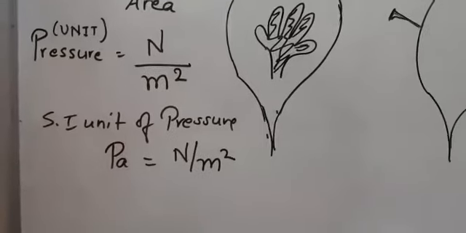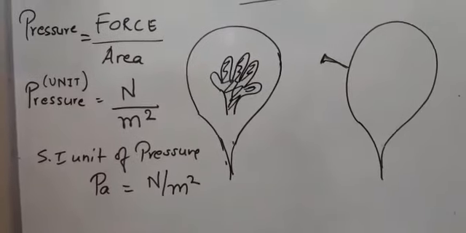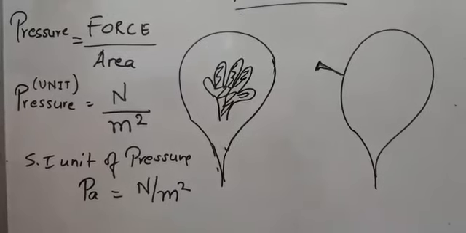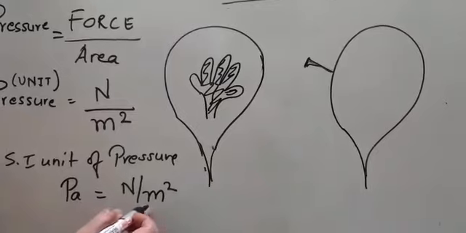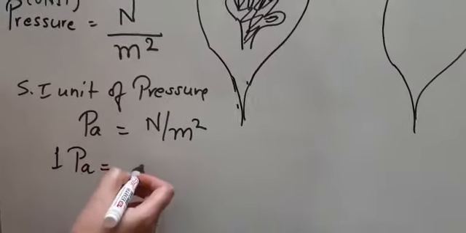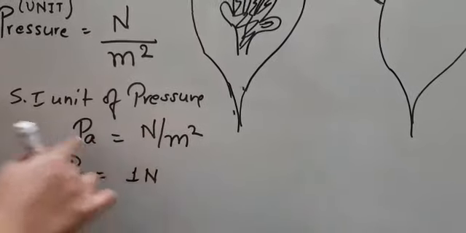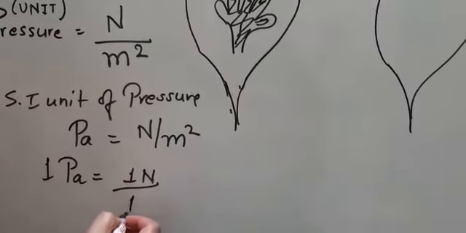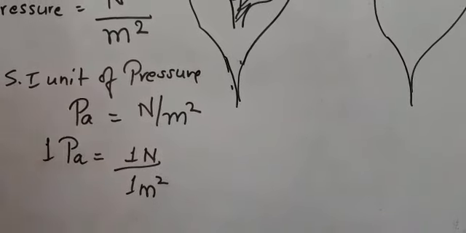This is the name of a scientist who has given a lot of knowledge about pressure. So in honor of Sir Pascal, this name is given to the unit of pressure. So SI unit of pressure is also called Pascal. So what is equal to 1 Pascal? If I apply a force of 1 Newton, I will put 1 in front of all the units written here. 1 Pascal means 1 Newton upon 1 meter square.